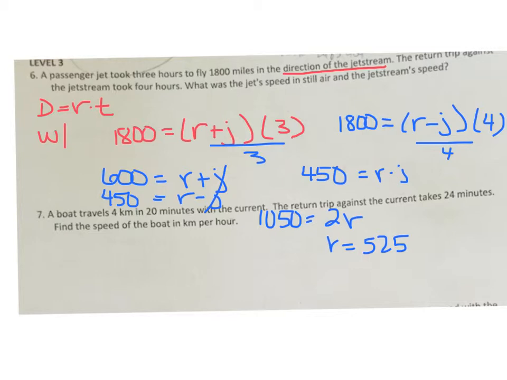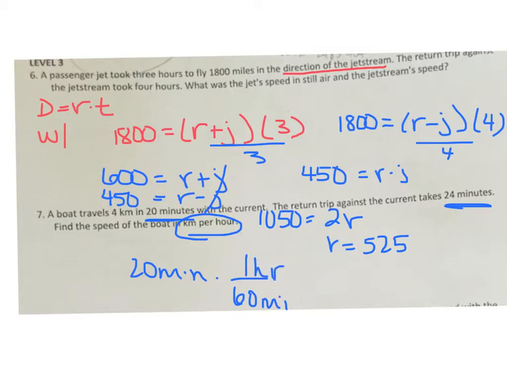Number 7, you're going to figure out the same way. The only thing I want you to be careful of is it asks you to find the speed of the boat in kilometers per hour, but it gives you the time in minutes. I would change those minutes into hours first before you set up your equations. Just a reminder, if you do 20 minutes, you have to basically divide by 60 to get it into hours. It's okay that you have fractions, but it's the same type of thing that you did in number 6. You set up those two formulas.